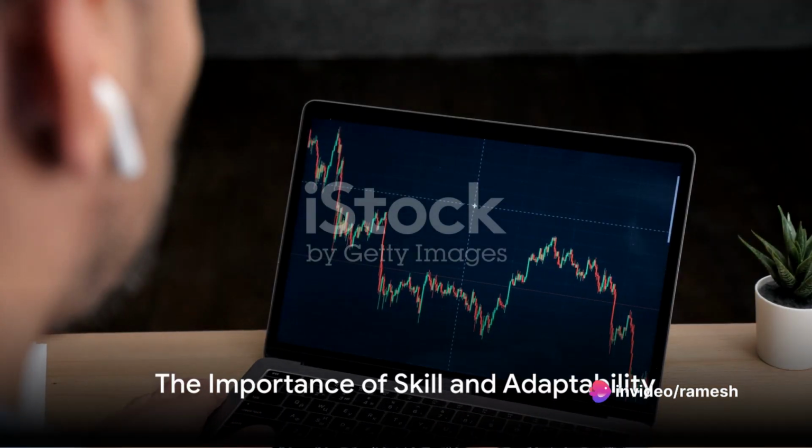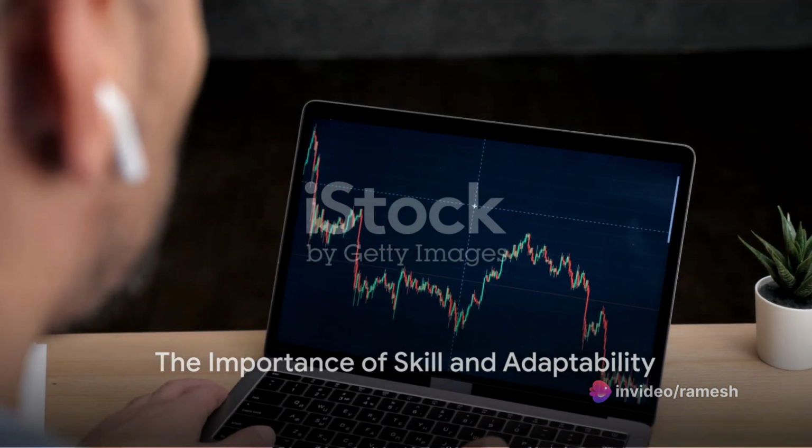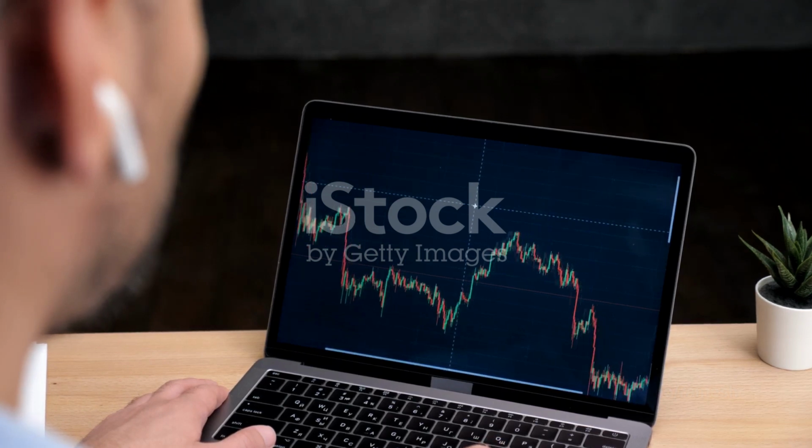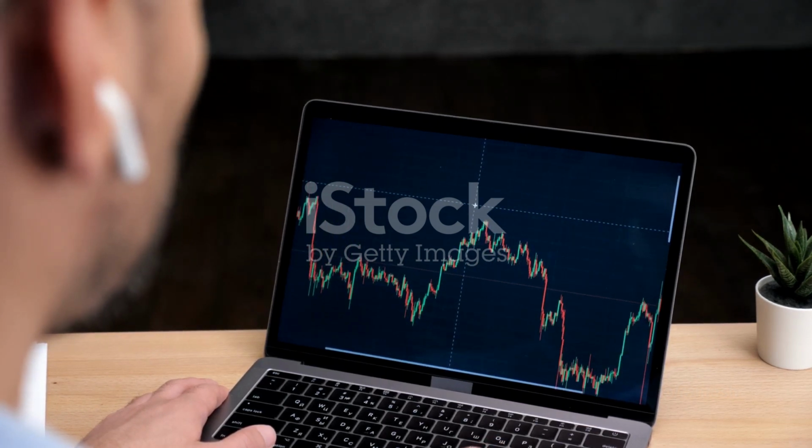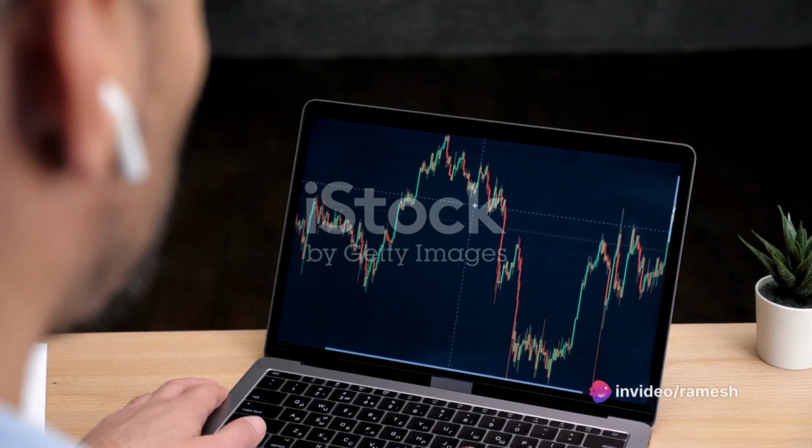But remember, the smart money concept is not a foolproof strategy. It requires a keen eye, quick thinking, and the ability to adapt to ever-changing market conditions. It's a skill that comes with practice and experience.